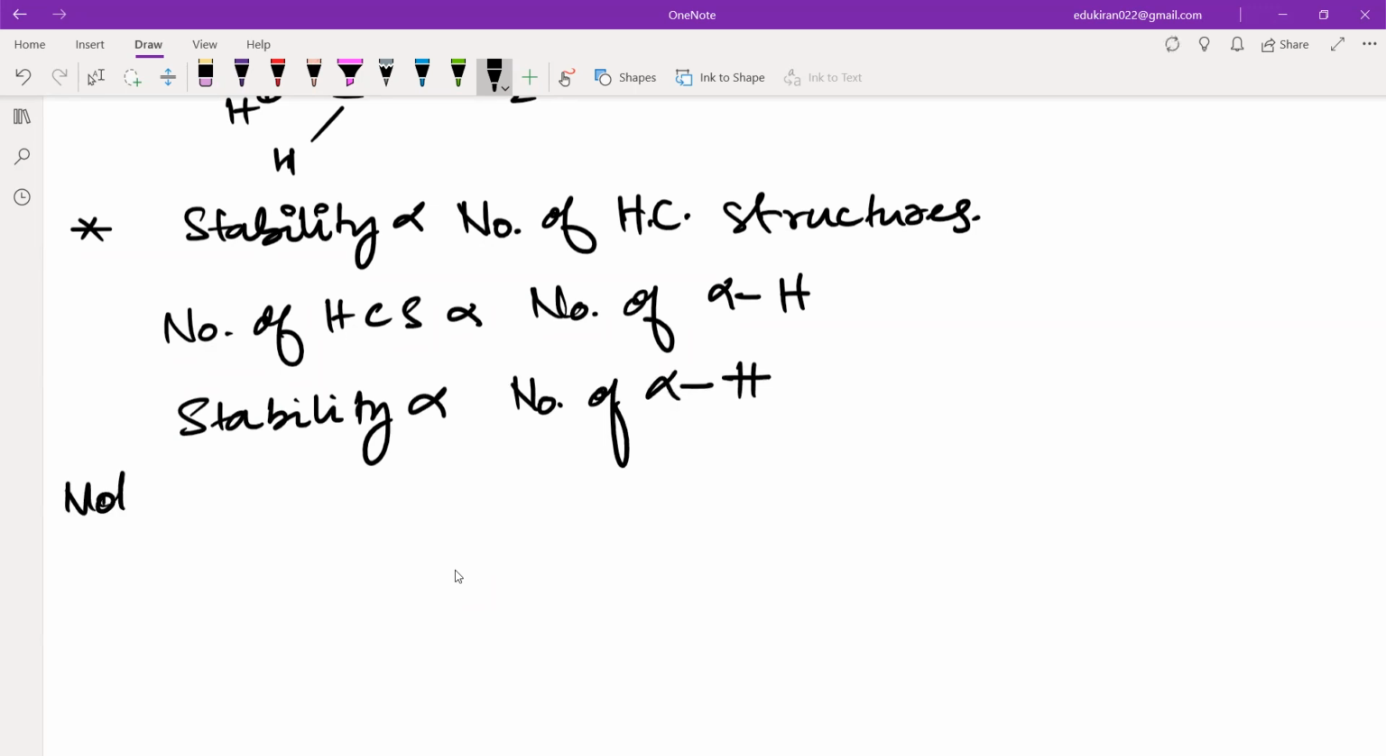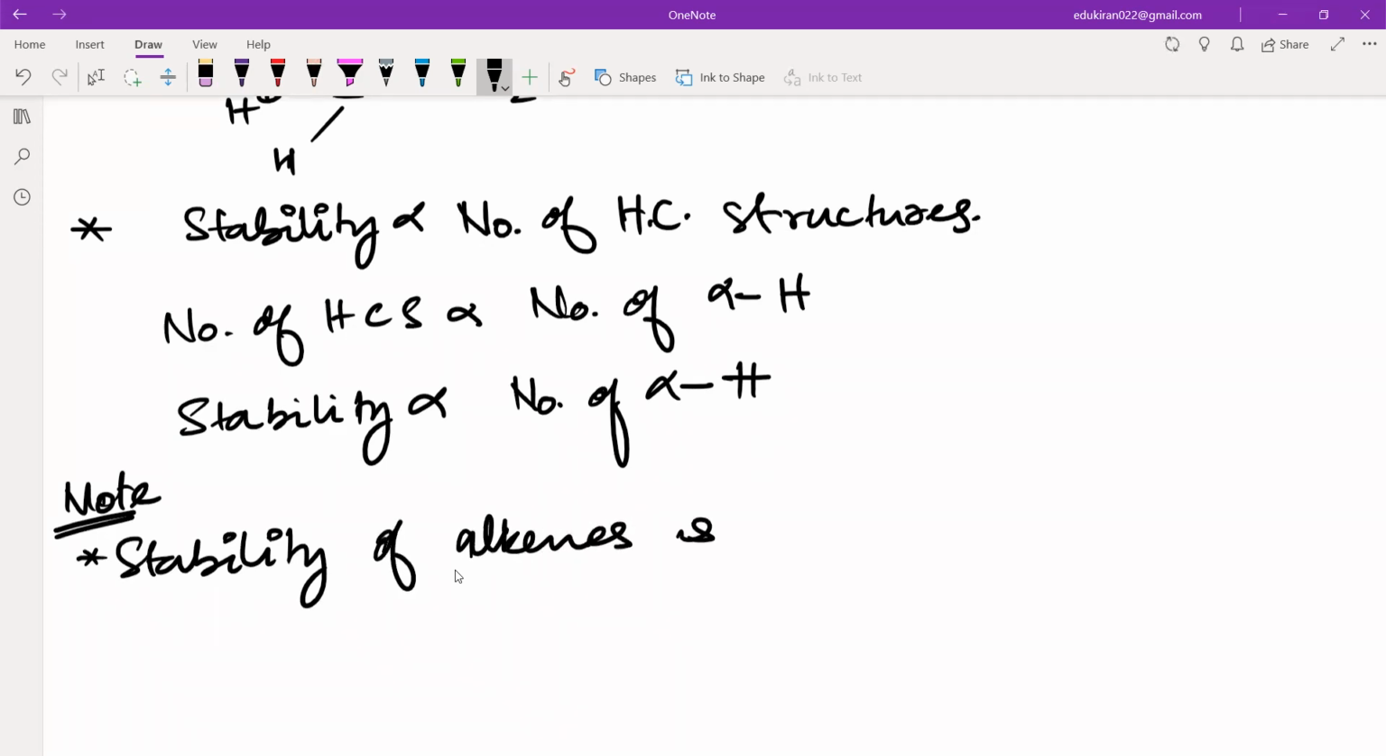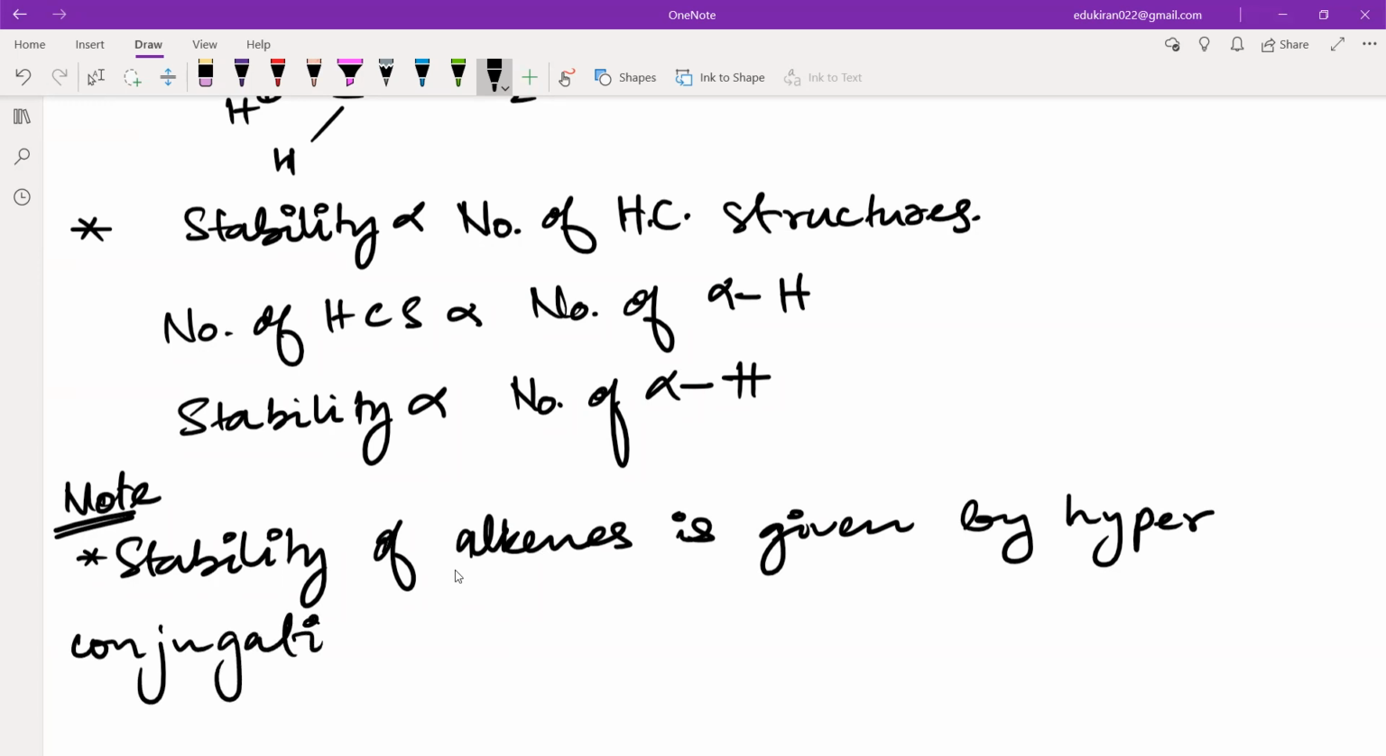Also note here, stability of alkenes is calculated, it is approximated by hyperconjugation. For any free radical or carbocation, it will also be affected by plus M and minus M, but for alkenes, it is solely judged on hyperconjugation. Okay, so please write this down.